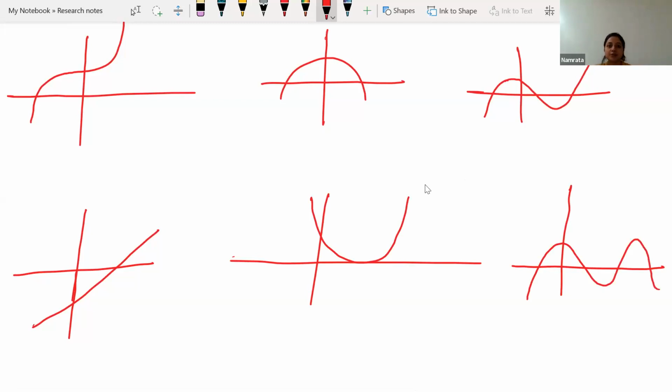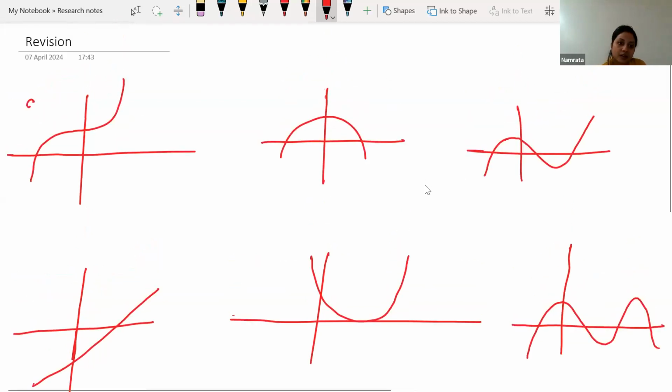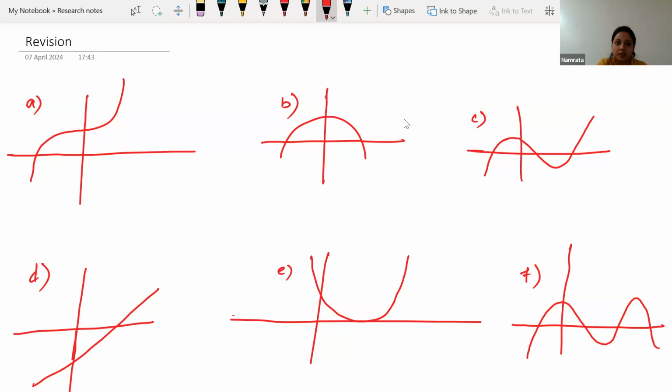Okay, these are a few graphs we have taken. This one is A, B, C, D, E, and F. Can you tell me the number of zeros for the first one? 1. Okay, for the next one? 2. Perfect.